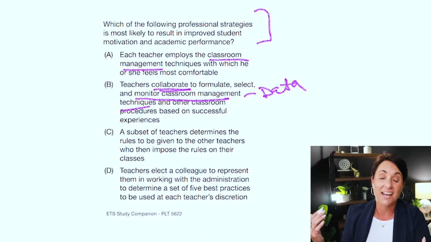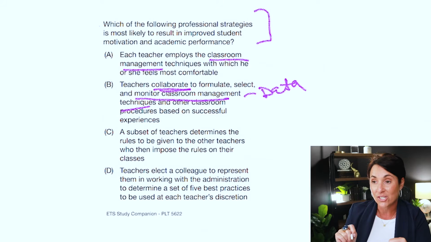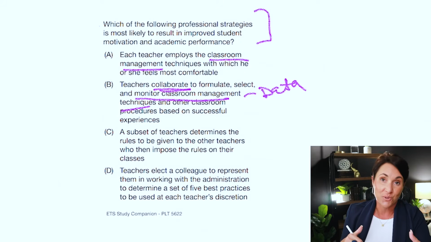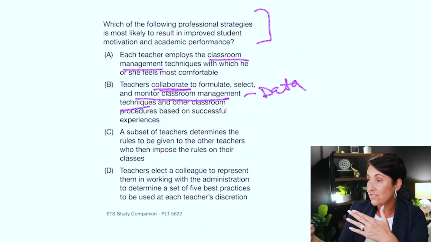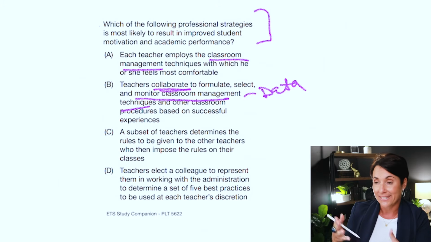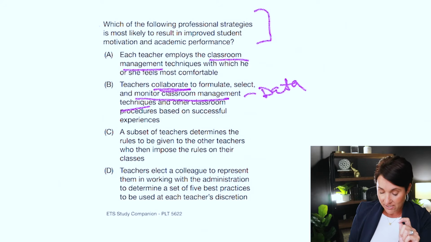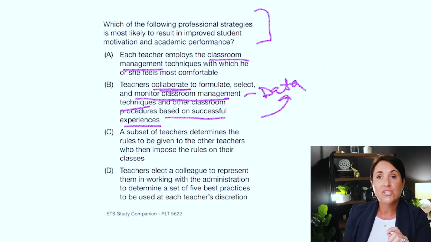I know you may just be starting to teach, and you may not be savvy enough to say, oh, that's a data question or that's a data answer choice, but it actually is. Monitoring, the word monitoring means that you are actually collecting data and determining if this works. So it is a data-driven decision here in B. And then we have this, based on successful experiences. That's another code for data, because you're collecting that data on successful experiences and using that to make decisions.